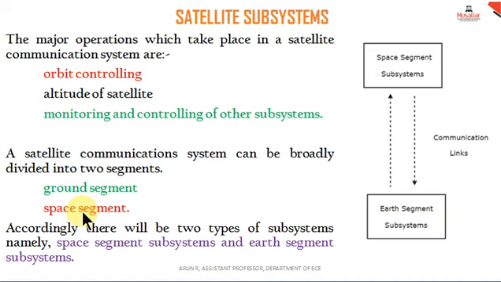We can classify the satellite communication system into two segments, that is, first one ground segment and second one space segment. Accordingly there will be two types of subsystems, namely ground segment subsystem and the subsystem associated with the space segment, which is known as space segment subsystem.